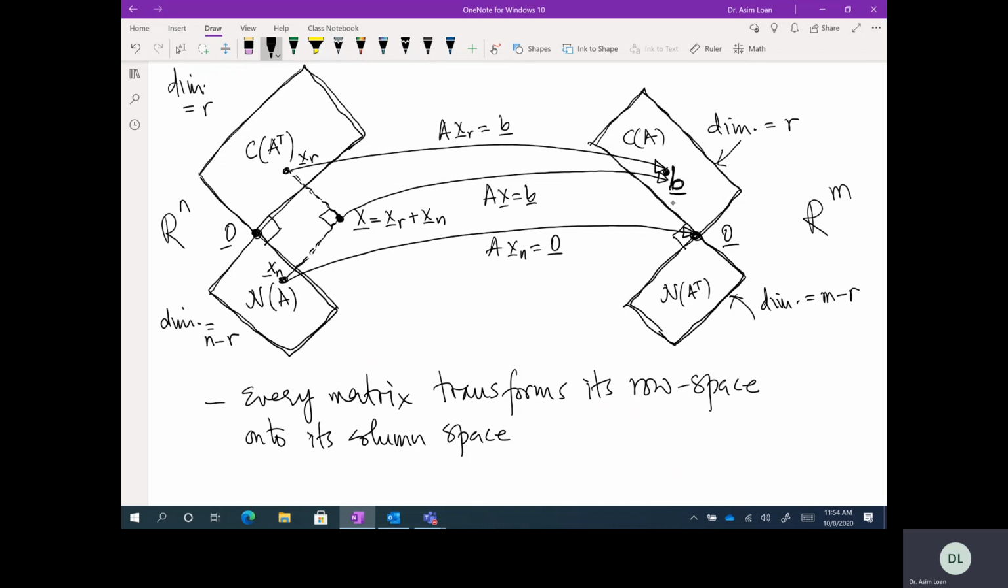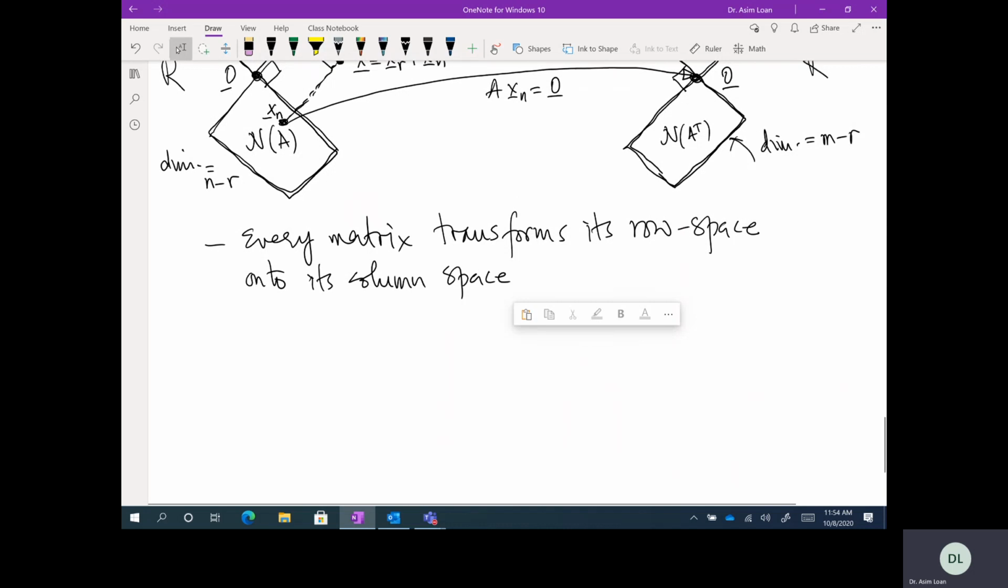So any b, just like this component xr and xn, you have this b here and you have some y over here, and these are also orthogonal. So instead of saying that b belongs to the column space of A, you can also say that b dot y is 0, where y belongs to the left null space. This is what we meant when we wrote the second fundamental theorem over there. Okay.